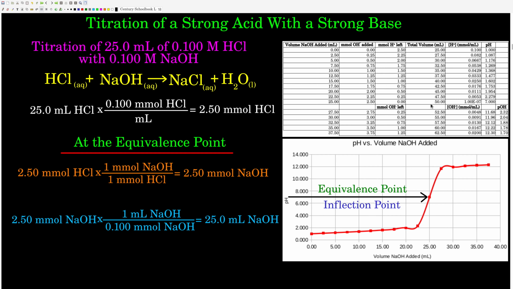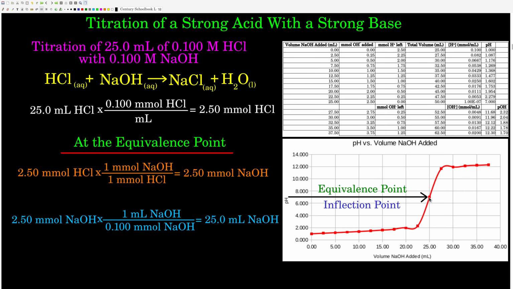Then, once we get past the equivalence point, if we keep adding sodium hydroxide, now the pH is going to start going up pretty fast. You see how steep it is right here? What's happening here is because there's still some acid in here, when we add the sodium hydroxide, it uses up some of the acid, but there's still some acid left, so it pretty much stays at a pretty low pH.